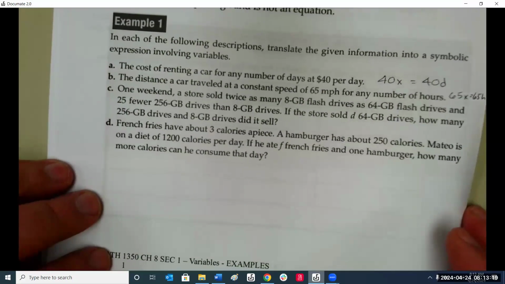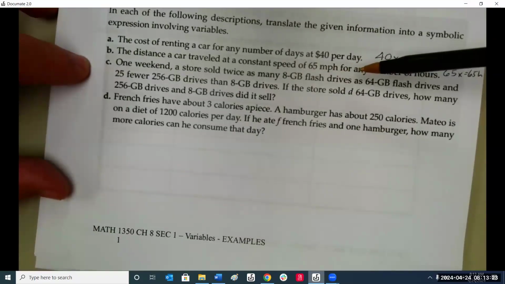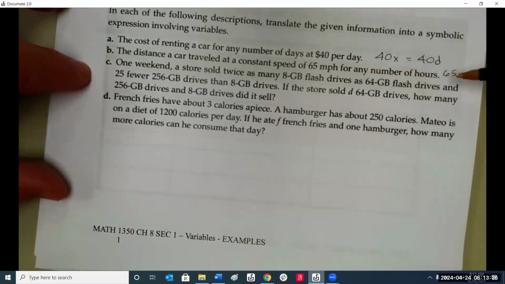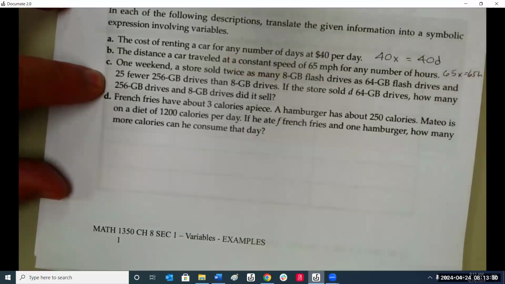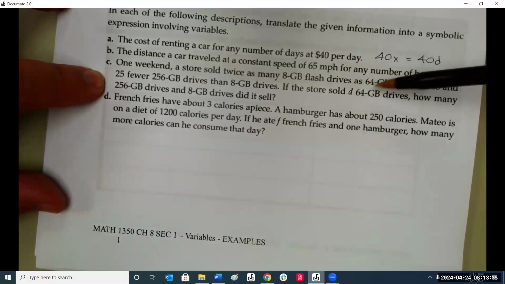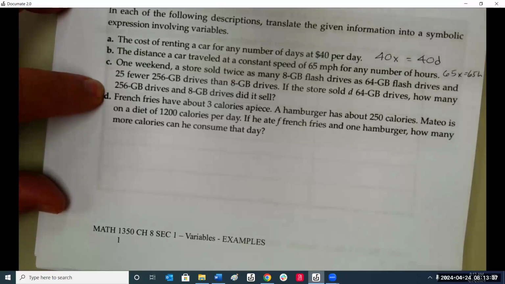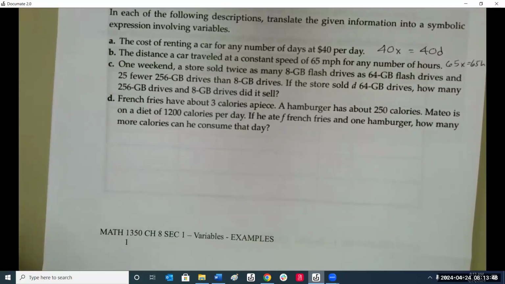The next one. One weekend, a store sold twice as many 8 gig flash drives as 64 gig flash drives, and 25 more 256 gig drives than 8 gig drives. If the store sold D 64 gig drives, how many 256 gig drives and 8 gig drives did it sell? So start translating what that says to you.